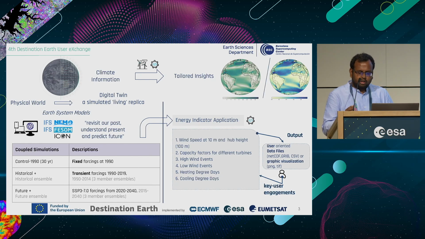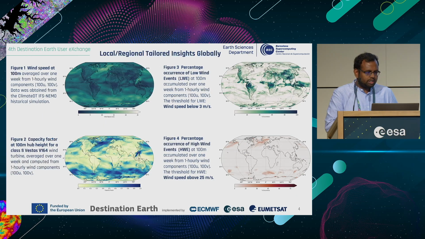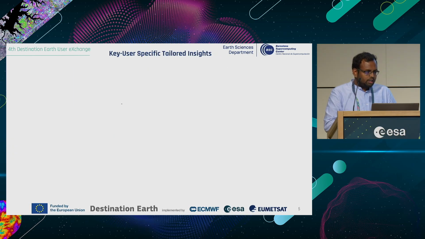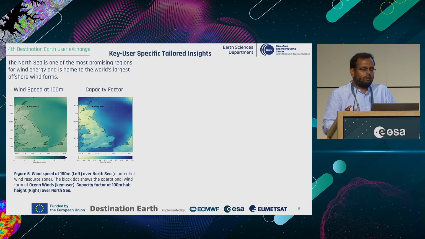And we are doing an extensive amount of key user engagement and interaction to improve the different indicators as well as their experience. And we do this by providing local to regionally tailored insights globally. So starting from the top left, we are providing the wind speed at 100 meters. We are also providing the capacity factors. We are also doing the percentage occurrence of the low wind events and the high wind events. And not only that, we are also focusing on some of the potential wind energy regions like the North Sea.